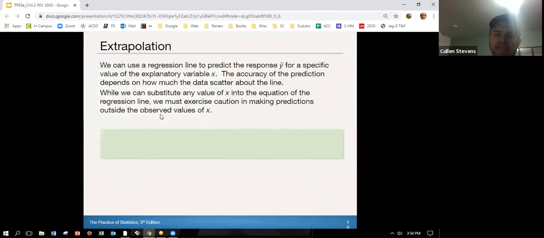So that leads us to this idea, which is called extrapolation. When we use a regression line to predict the response y hat for a specific value of the explanatory x, they keep saying y hat, but I'm going to switch more to the predicted y. The accuracy for the prediction depends on how much the data scatter about the line. So when we can substitute any value of x into the equation of the regression line, we must really exercise caution in making predictions outside the observed values of x.